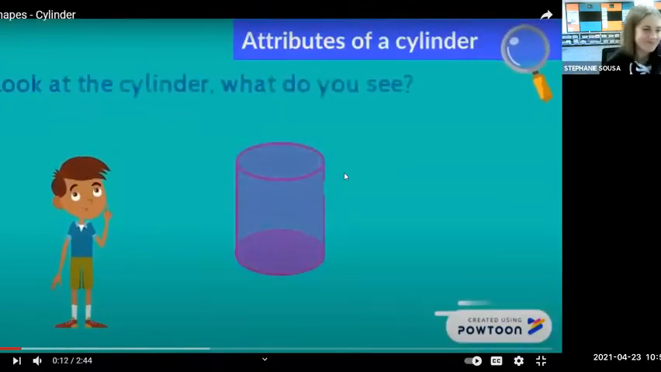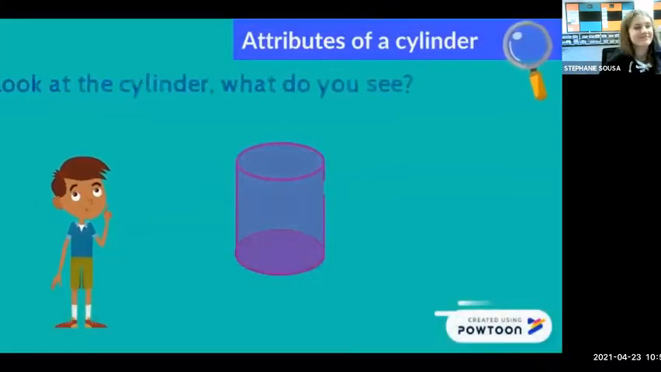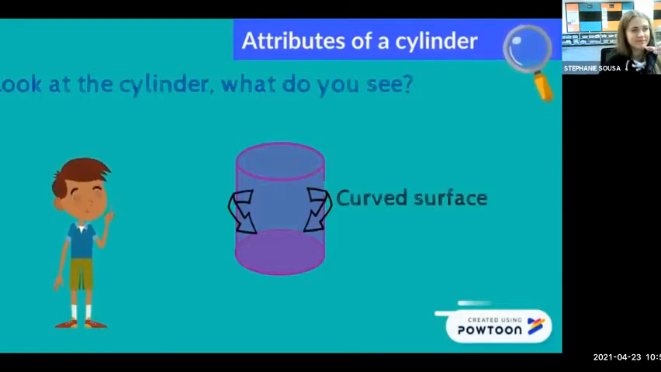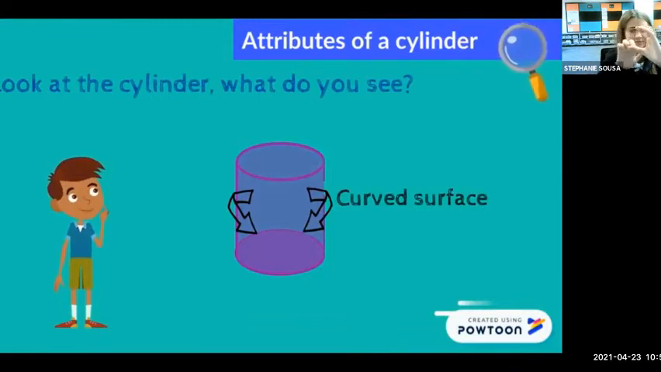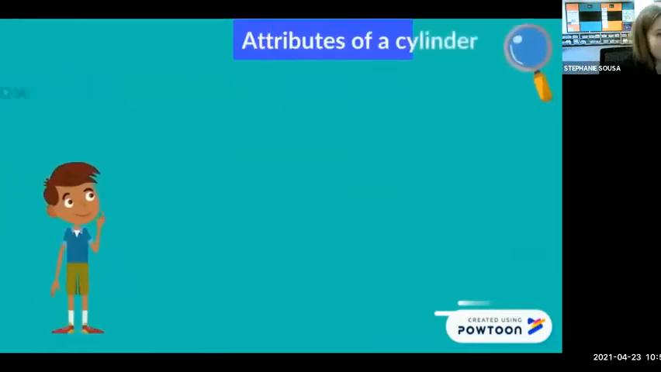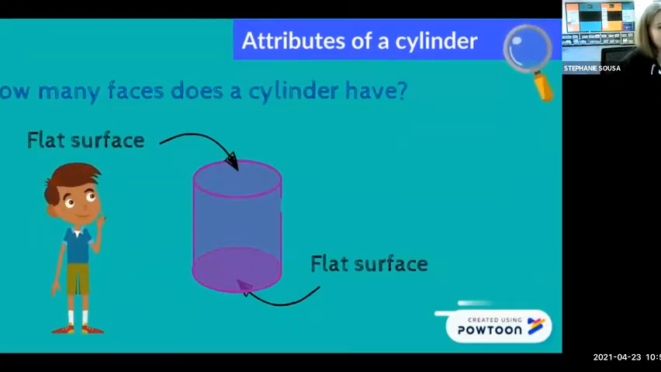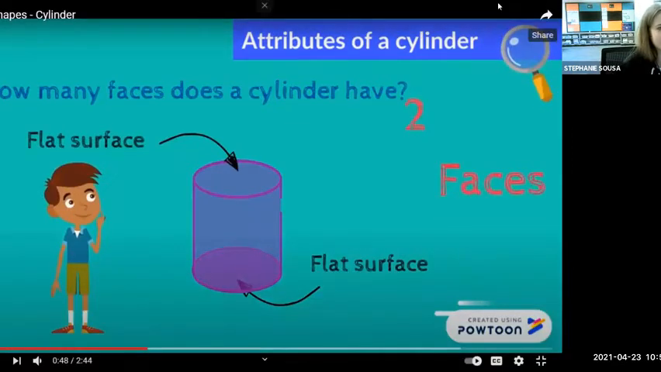Look at the cylinder. And what do you see? Do you see a curved surface? Wrap your hand around it. Do you notice your hands curved like the cylinder? What about the top and the bottom? Are the surfaces flat or are they curved? Do you remember which kind of surface is called face? Correct, the flat surface. Here's my second question. How many flat surfaces does a cylinder have? 2, and therefore a cylinder has 2 faces.